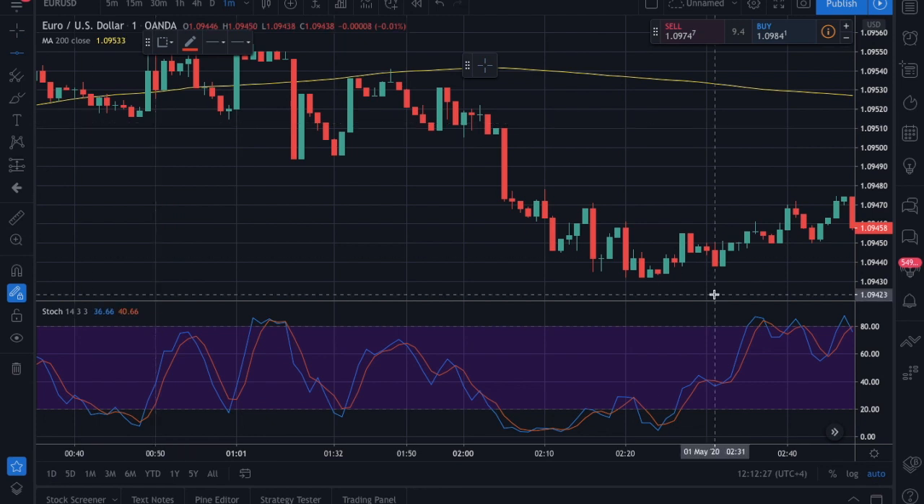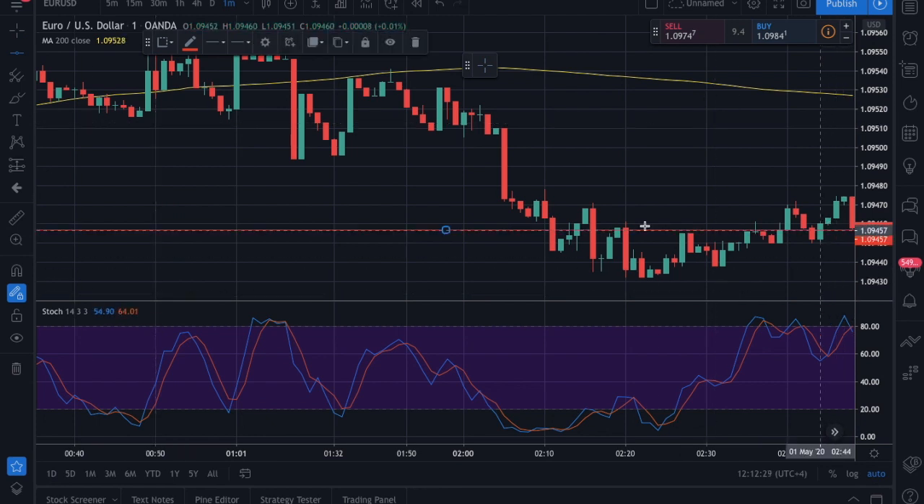Let me just put this for you guys here. Okay. The red line is our sell order, guys. And our take profit should always be the nearest support or resistance. This is a sell order, so we are going for support. The nearest support is here, guys.